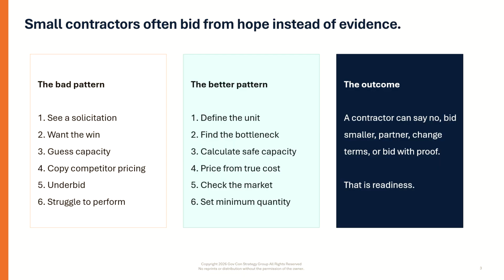Small contractors often run into trouble when they treat a bid like a chance to win instead of a decision to perform. The bad pattern is simple. See the solicitation, want the contract, guess the numbers, copy the market, bid low, and hope it works. The better pattern is more disciplined. Define what you're counting, identify the constraint, calculate realistic capacity, price from actual cost, check the market, and confirm the minimum quantity. That process gives you control. You are no longer guessing. You are deciding whether to bid as is, adjust the opportunity, partner, or walk away. That is the difference between chasing work and being ready for it.